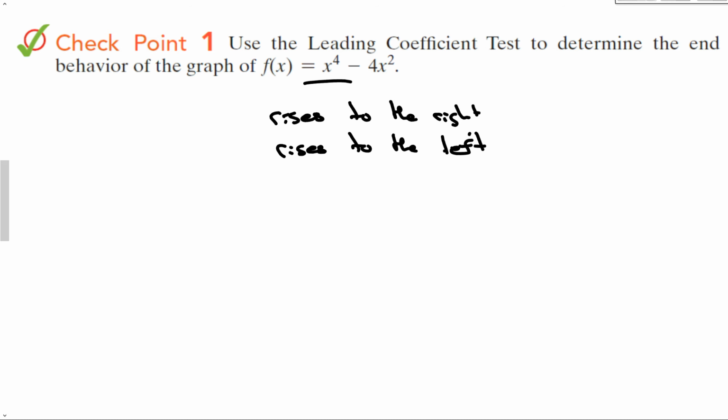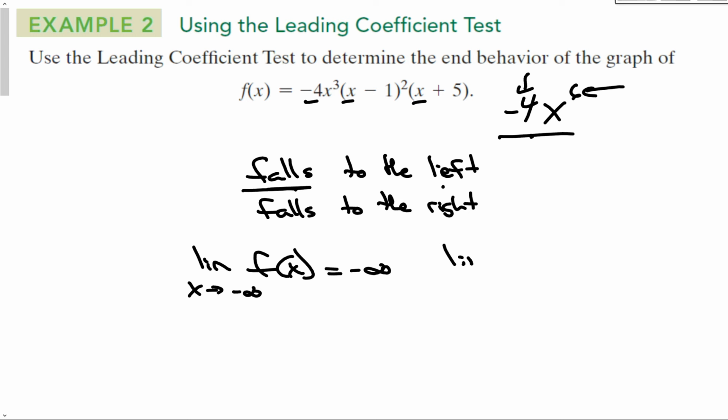With limit notation, I can say that the limit as x approaches negative infinity of my function, as I go left, it falls, so that's negative infinity. The limit as x approaches positive infinity of my function is also negative infinity because it falls again as I go right. That's going right, that's going left. Because on the number line, going right is going to be towards positive infinity, going left is going to be towards negative infinity.